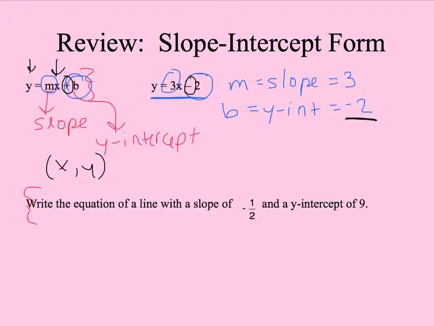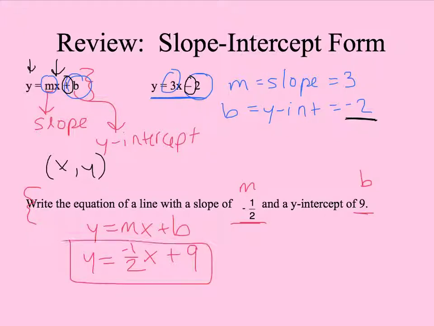Sometimes we have equations that look like this one here. It says write the equation of a line with a slope of -1/2 and a y-intercept of 9. That means we take our y equals mx plus b equation and we substitute our values in for slope, which is m, and our y-intercept, which is b. So we say y equals m, which is -1/2, x plus b, which is 9. And your final answer is y equals -1/2 x plus 9.